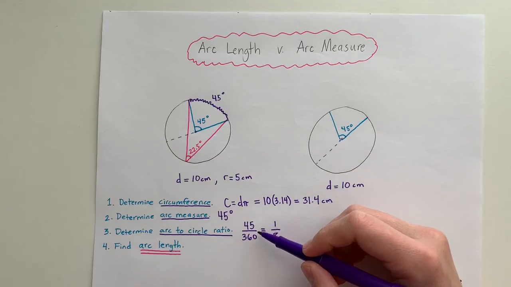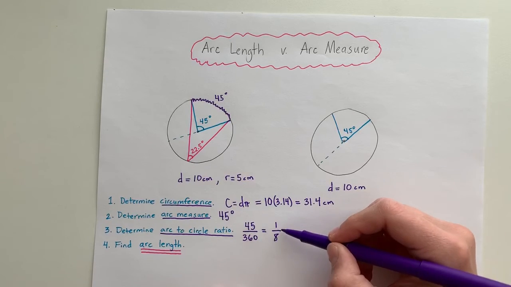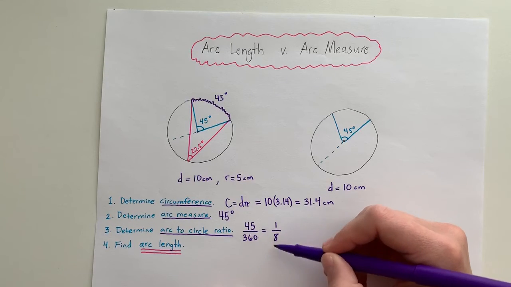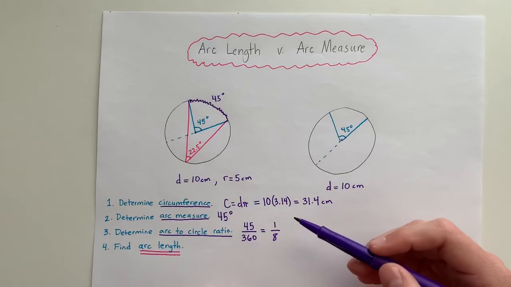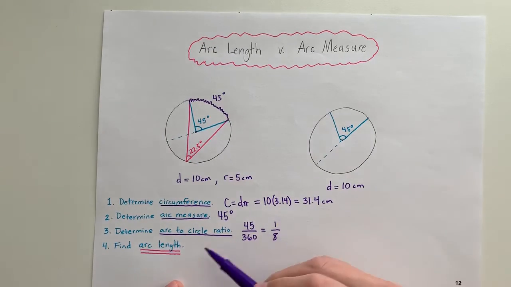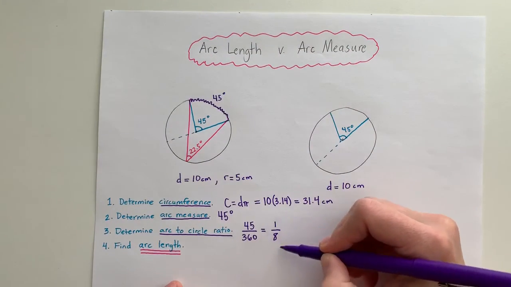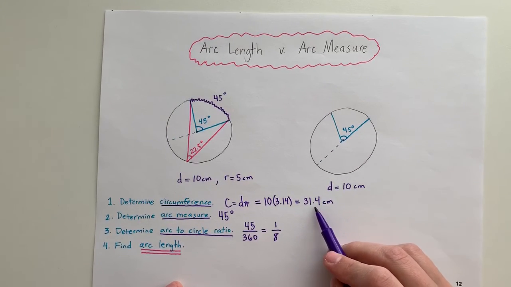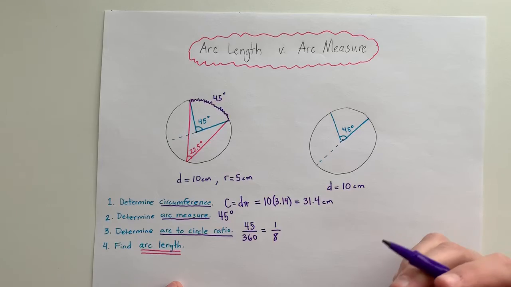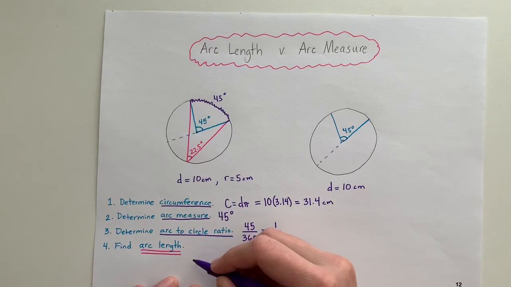All right, so you don't need to simplify that, okay? It won't always be as nicely simplified like that. You can leave that as is when it comes to determining your arc length. So now I know that this arc is 1/8 of the circle, and now I want to take 1/8 of that circumference. Okay, so I'm basically just cutting the circumference into an eighth.